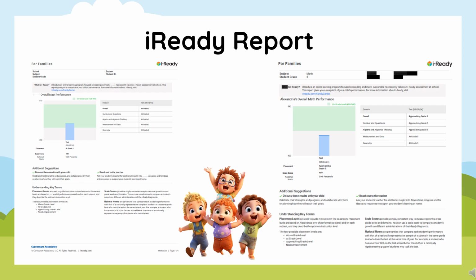Here you see two iReady reports, one geared for K-2 and one geared for 3 through 5. They show similar information where you are looking at your students' overall scale score as well as how they perform on grade level standards. On the second page of the report that you should have received through Parent Square, it talks about the different domains in iReady: numbers and operations, algebra and algebraic thinking, measurement and data, and geometry.